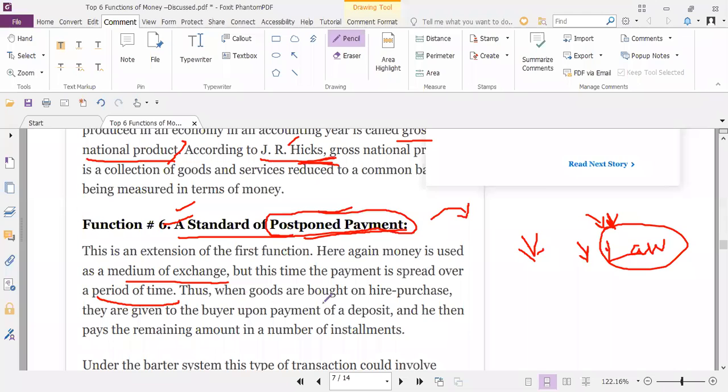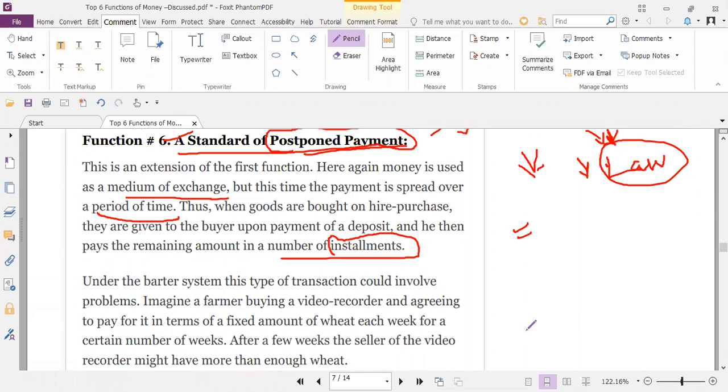Thus, when goods are bought on hire purchase, they are given to the buyer upon payment of a deposit, and he then pays the remaining amount in a number of installments. So here you have the option of installments again. So in the money system, you've seen how you have a credit option, an installment option. All these things are there.